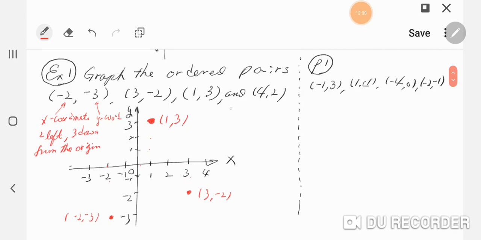4, 2 is move 4 to the right, 1, 2, 3, 4, and then 2 units up. So this is the location of this point. Can you see it? Okay, then let's try problem number 1. Why don't you try now? I will do mine, you do yours.